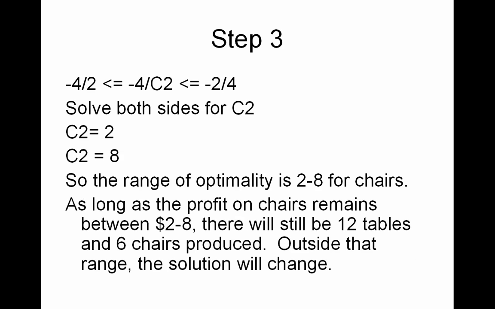In step three, we set c1 equal to the original value of minus 4 and solve for c2. If I'm going too fast here for you, you might want to pause this video and do the math for yourself. So anyway, here the range is between 2 and 8 for chairs. And again, the interpretation is the same.